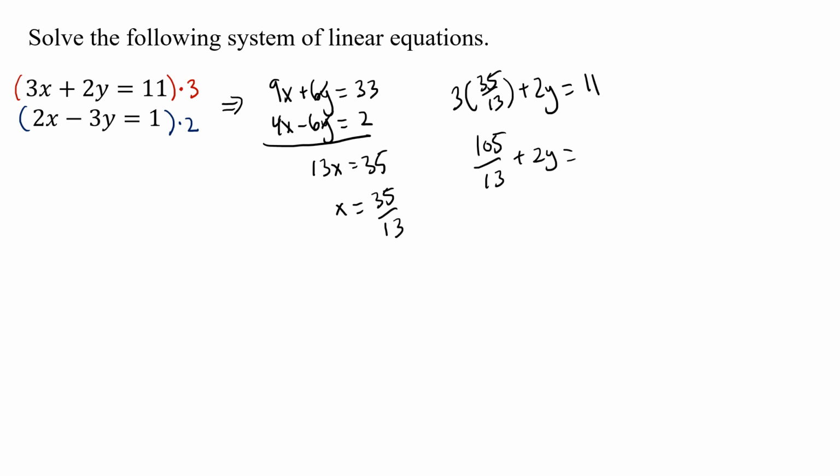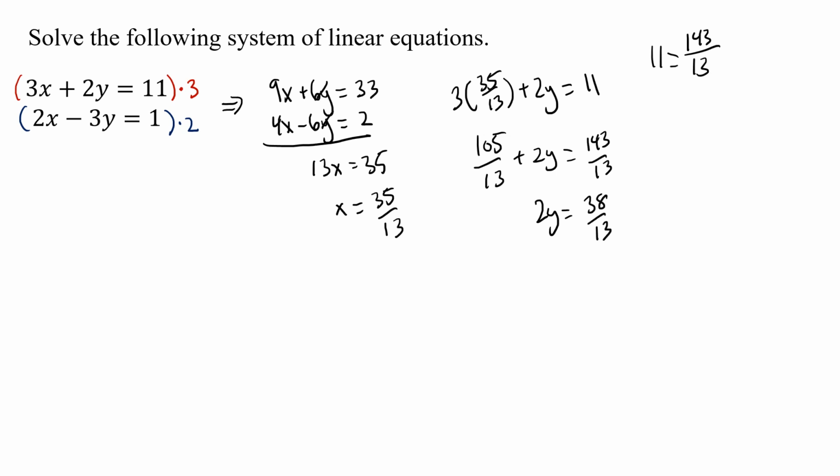And so again, I got to change the 11 to something over 13. So what is 11 times 13? Well, that is 143. So I want to think about 11 as 143 over 13. So I'll subtract 105 over 13 from that. So 143 minus 105 is 38.